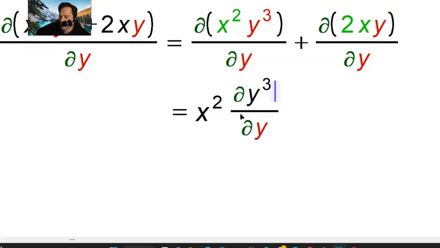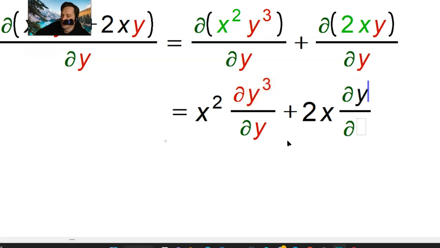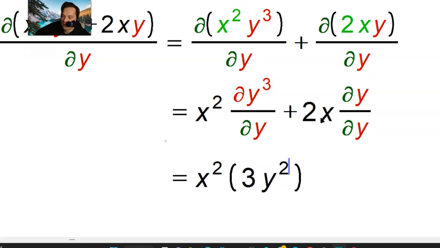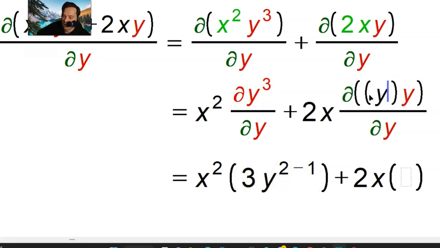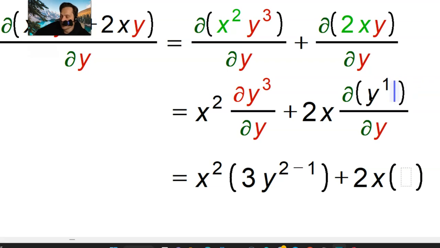So this matches one more time, plus, and then the 2x goes out. And what's left over is just y, and then y in the bottom. Again, this matches, and then this matches. So you copy your x squared. Then you differentiate by the power rule, so 3y squared, minus 1, plus 2x. Now, what do you put over here? You can always imagine when we say y, what we really mean is y to the first.